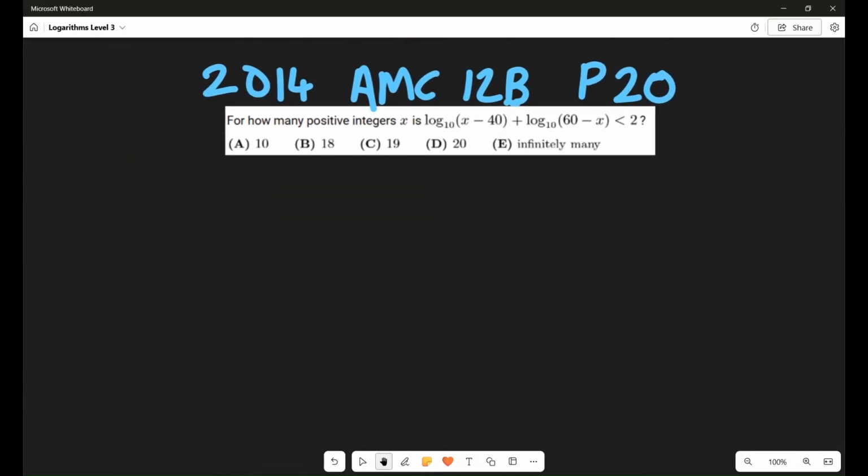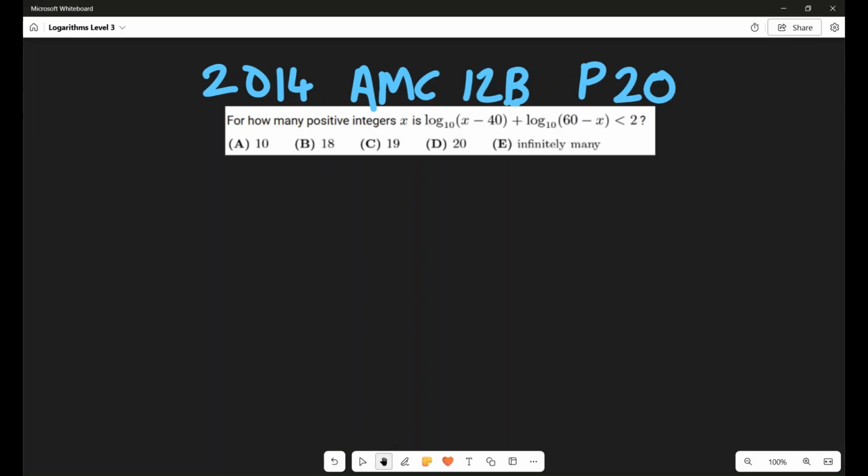Our first problem is the 2014 AMC 12B problem 20. And it says, for how many positive integers x is log base 10 of (x minus 40) plus log base 10 of (60 minus x) less than 2? So the first thought when you see the inequality is let's condense the left-hand side. But we have to be a little more careful because these questions are meant to trick us and they want us to condense the left side.